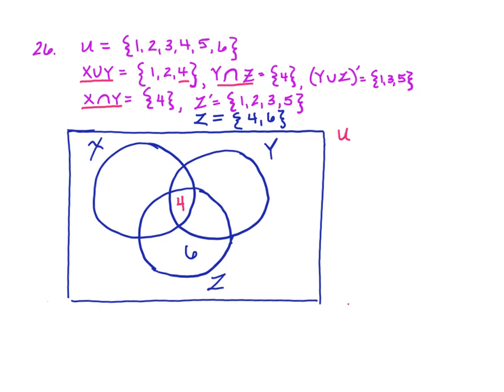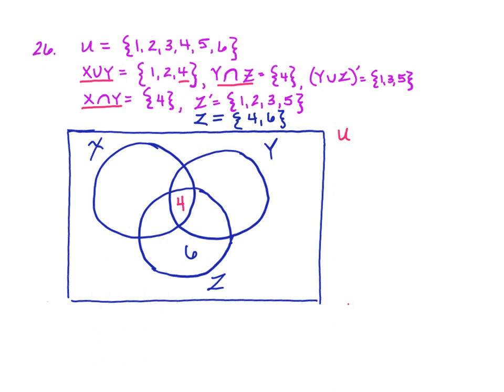In other words, the numbers that are in X or Y are 1, 2, and 4, and 6 is not listed there, so 6 can only be in Z. So I've got that worked out. Now I'm going to go to my other complement, which is the numbers that are in Y or Z's complement are 1, 3, and 5.